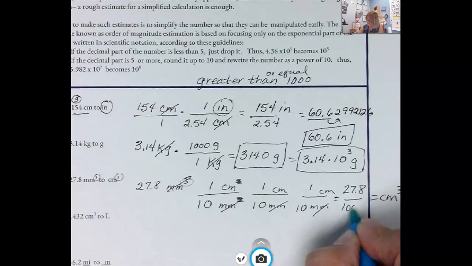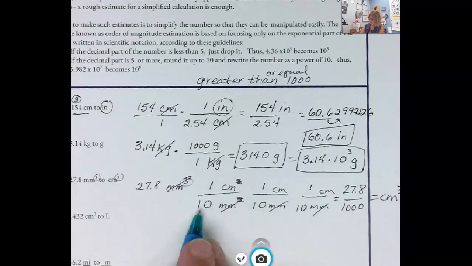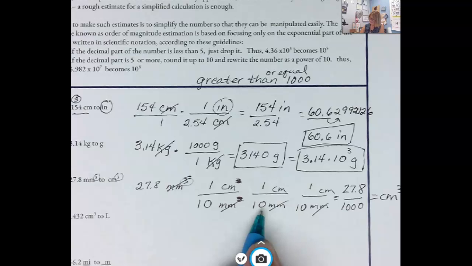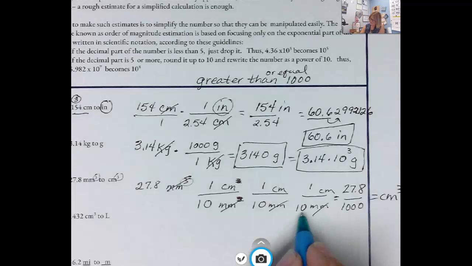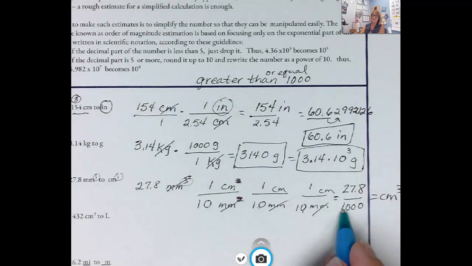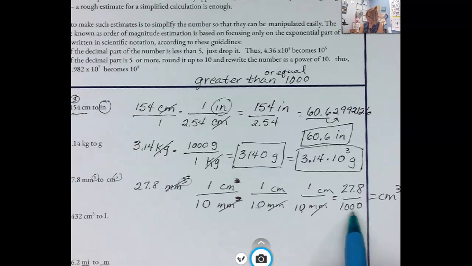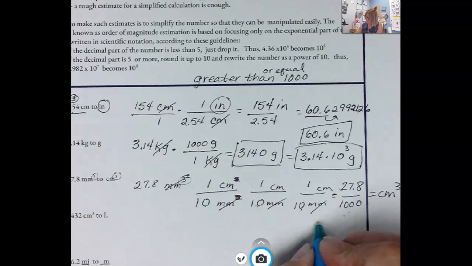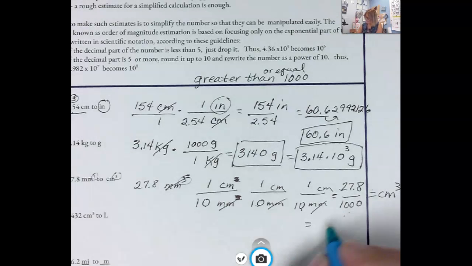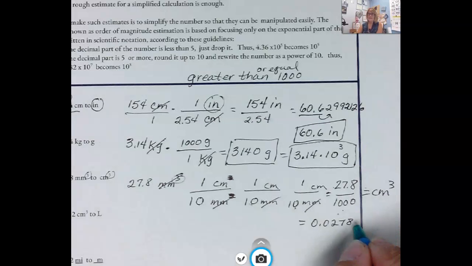27.8 divided by 1,000. 1, 2, 3. And 10 times 10 is 100 times another 10 is 1,000. And the way to remember that is you've got 1, 2, 3 zeros. Okay, so that's doing a little bit of math ahead of time in your head. Again, 27.8 divided by 1,000. Hopefully you know that when you divide by 1,000, you move your decimal 3 to the left. So this is going to be 0.0278. And again, label of centimeters cubed.